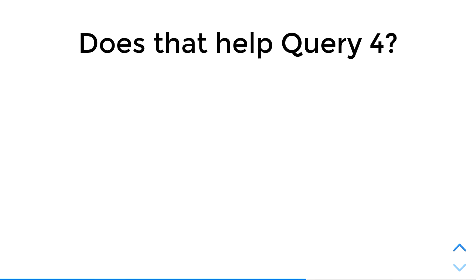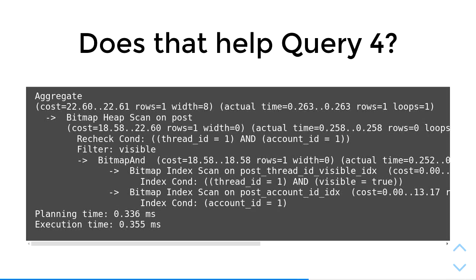Does this index help with query 4, which also wanted to filter on the same two? Yes, it does. And in fact, our query becomes even smarter, just a little bit cleaner. So we have our bitmap index scan on the post-thread ID and visible index, and an index scan on the account ID, and again we AND them together. Then we filter. Interesting that it already filters on visible again. But our result is we're at 0.355 milliseconds, whereas previously we were at 0.399, as Tim helpfully pointed out. So again, a small improvement, but an improvement nonetheless.